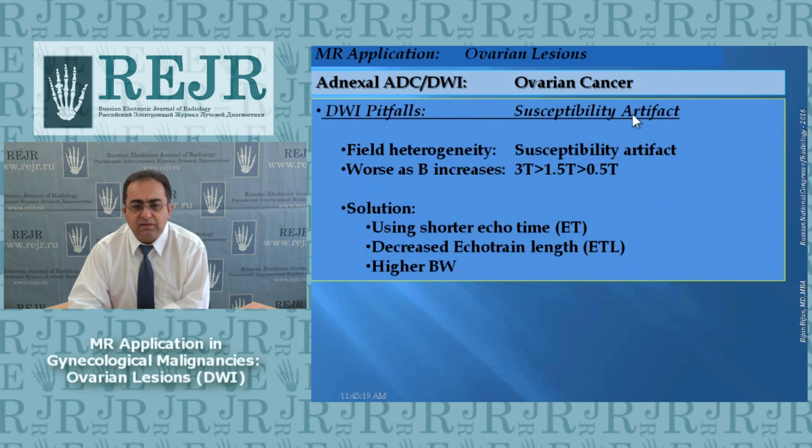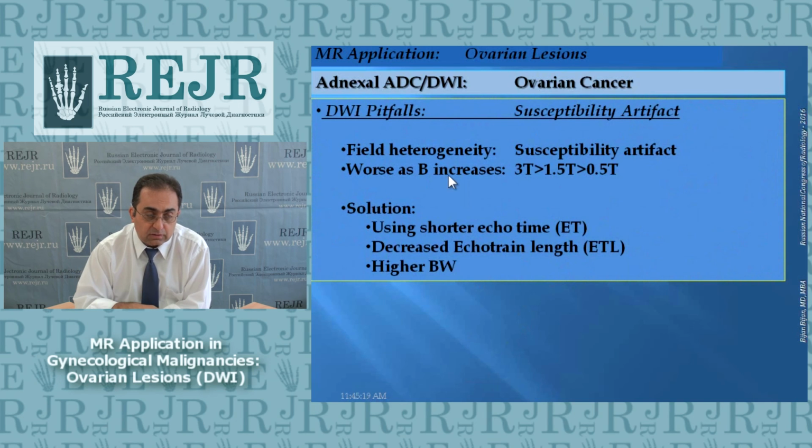Susceptibility artifact is another thing. It gets worse as your magnet is stronger. So 1.5 Tesla shows more susceptibility artifact compared to 0.3 or 0.5, and of course 3 Tesla shows more susceptibility compared to 1.5 Tesla.